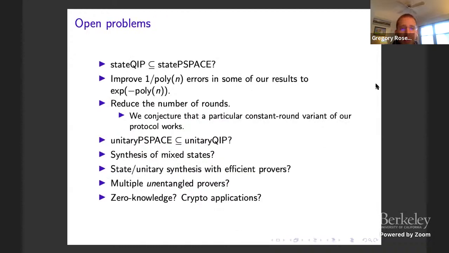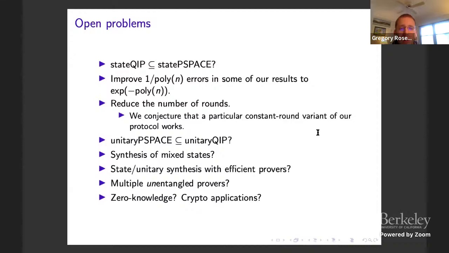And finally, a bunch of open problems. State QIP and state P space: can we improve some of the approximation errors in our results? Can we reduce the number of rounds? We have a protocol with constantly many rounds that we conjectured works, but we haven't proved it. Is all of unitary P space and unitary QIP, as was suggested, polynomial action unitary P space? Can the protocol be generalized to mixed states?